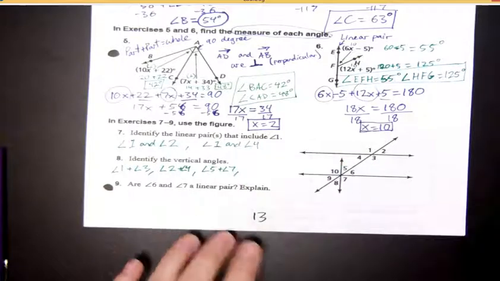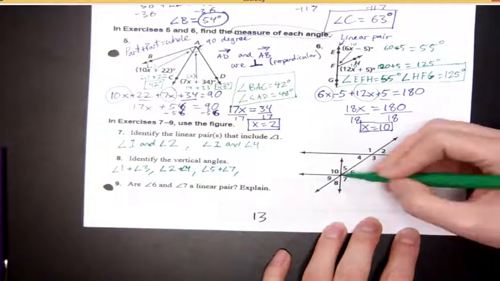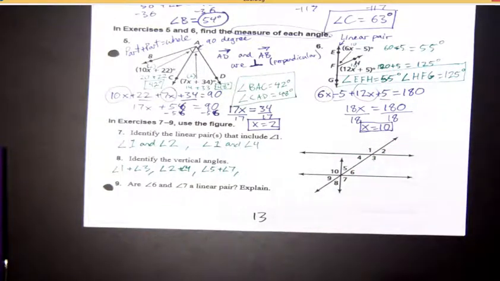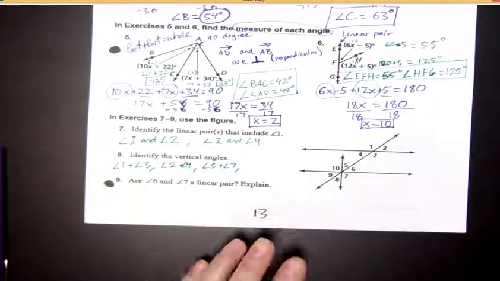Verticals are when they cross. Vertical is when they're straight across from each other. So the lines make an X and they're straight across from each other. And vertical angles always have the exact same measure. So if I'm setting up an equation and I have vertical angles, I just make them equal each other. All right, what else? There's a few others.